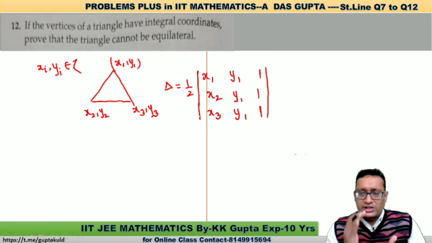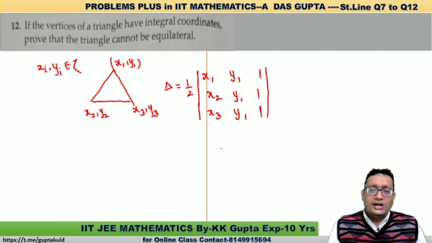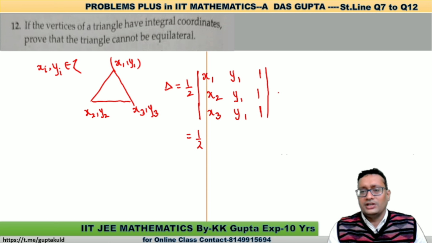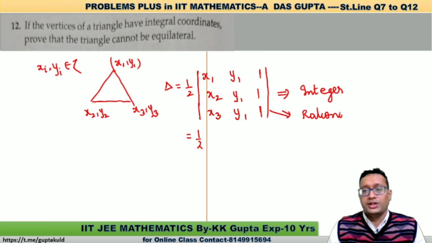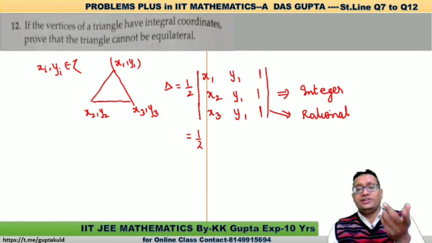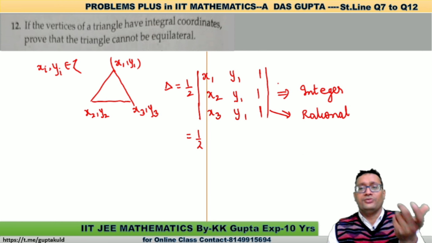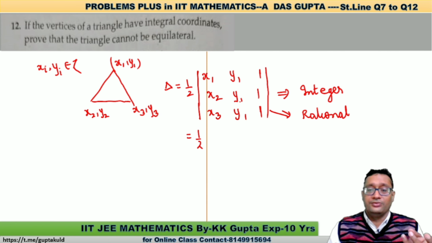I'm asking, will the area be irrational or rational? So I will say the area will be rational, or you can say integers, because if you solve this determinant, it will give an integer. If it is not divisible by 2, then it becomes rational. When will it not divide by 2? When the determinant is giving an odd value like 5, 7, 9, then it becomes rational. If it is giving a value of 4, 6, 8, it becomes an integer, a positive integer.